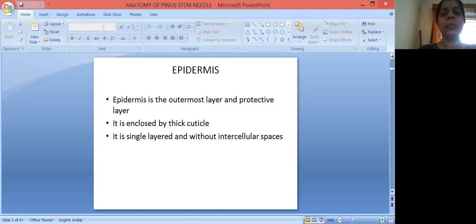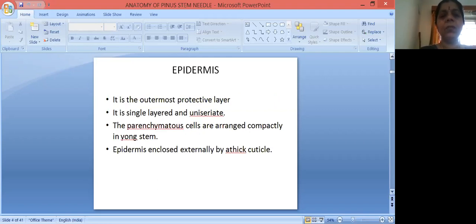single layered, except in xerophytes. It is always single layered. The cells are parenchymatous and without intercellular spaces. This is the young stem epidermis. Now, it is parenchymatous, compactly arranged, and thickly cuticularized.